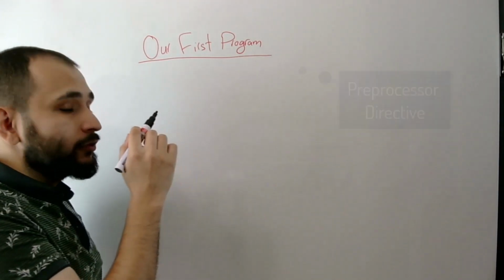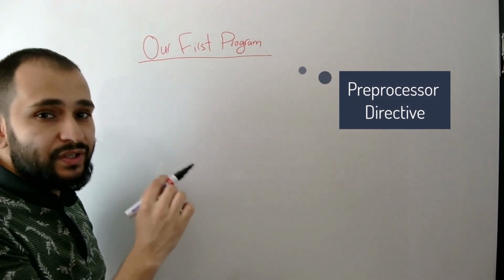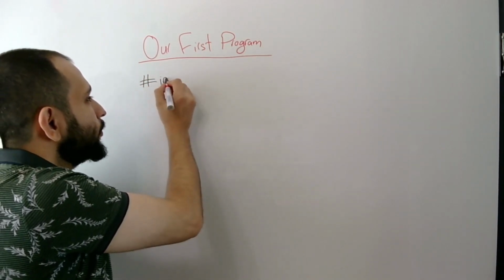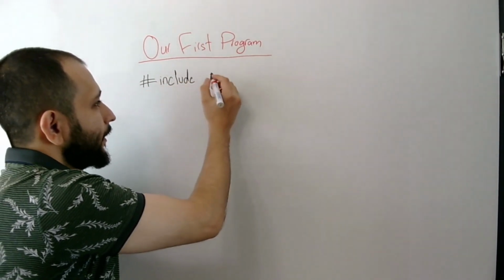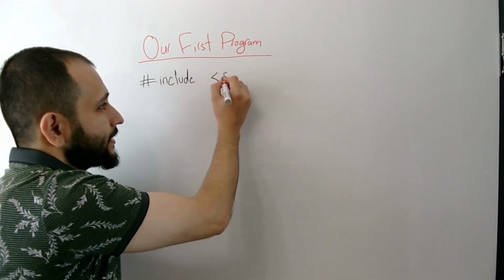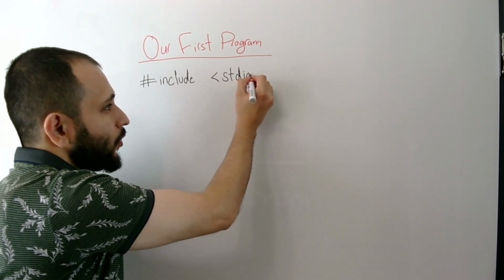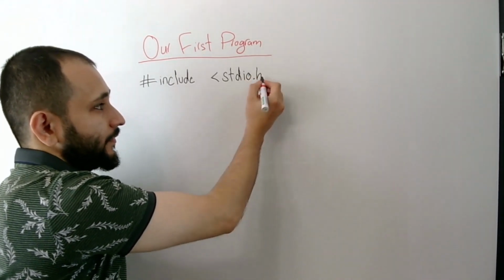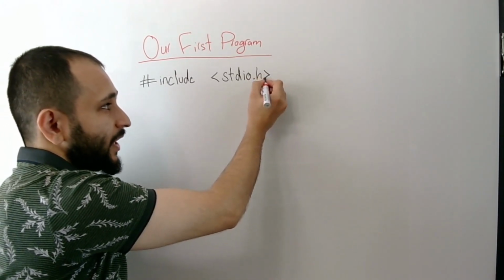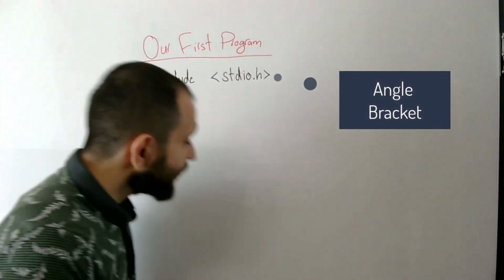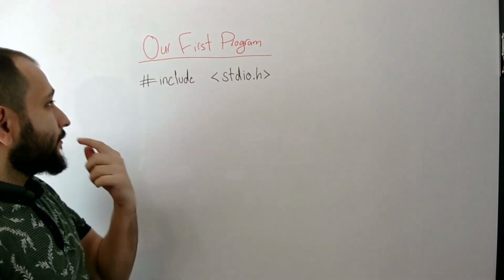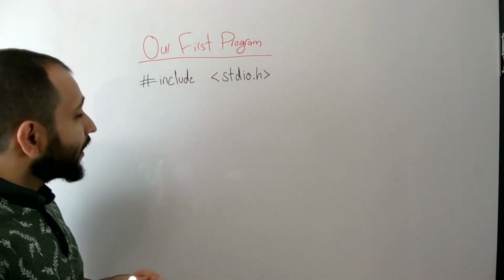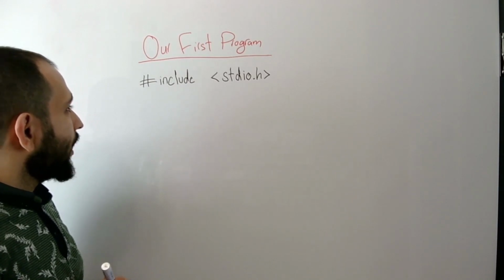So our first line of code is going to be a preprocessor directive. Preprocessor directives start with a hash. Hash include, so I'm writing include, angle bracket, stdio, which stands for standard input output, dot h. H means it's a header file, and then the closing angle bracket. Okay, our preprocessor directive is done, and I will try to explain what exactly a preprocessor directive is in the later episodes. From here on, we are going to write our main function.